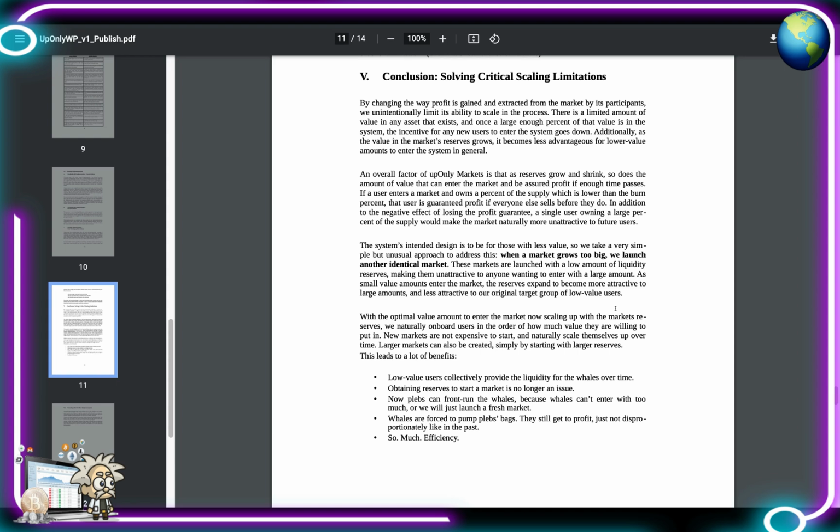This leads to a lot of benefits, like low value users collectively providing the liquidity for whales over time, so obtaining reserves to start a market is no longer an issue. Now plebs can front run the whales, because whales can't enter too much or they will just launch a fresh market. Whales are forced to pump plebs' bags. They still get to profit, just not disproportionately like in the past. There is so much efficiency here, guys.